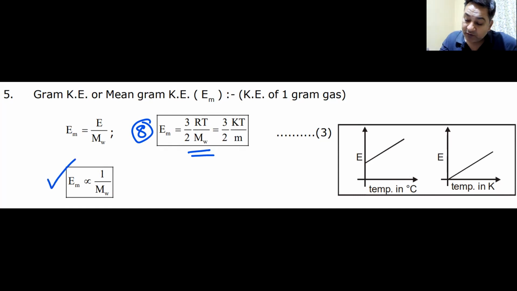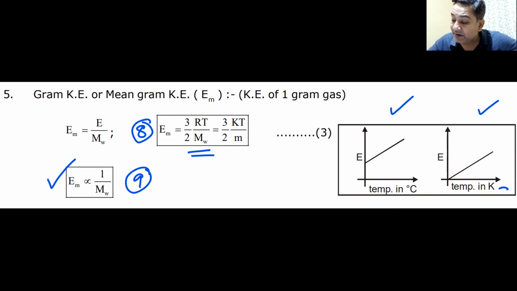You can write this as formula number 9: the kinetic energy per gram is inversely proportional to the molecular mass. This is how the graph looks. On the Kelvin scale, the graph starts from 0. Please remember this. On the Celsius scale, the graph does not start from 0. I hope we have discussed this many a time.